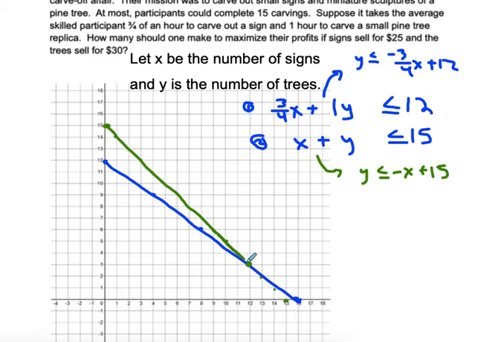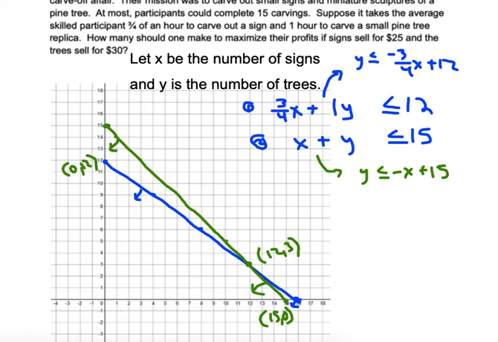So that crossing point is at 12, 3. That is the intersection point of those 2 lines. The other important points are up here at 0, 12, and then down here at 15, 0. So those 3 are your critical points because we have to be less than this line, and then we have to be less than this line. And again, we're not doing any negatives, so we can't have a negative amount of signs or anything.